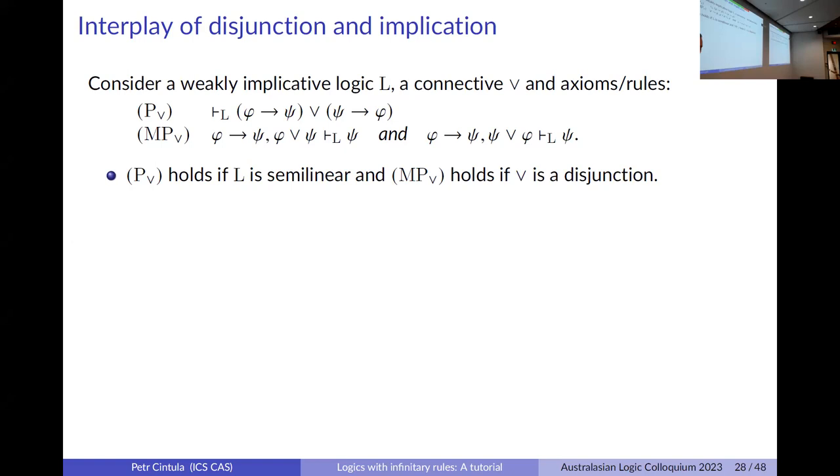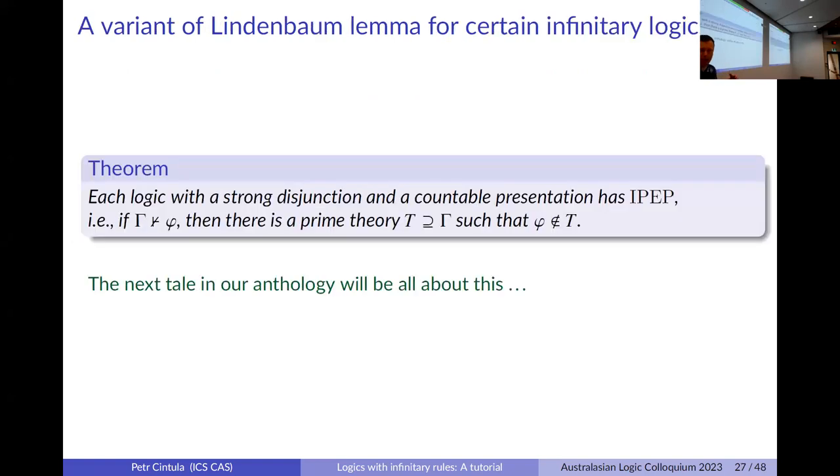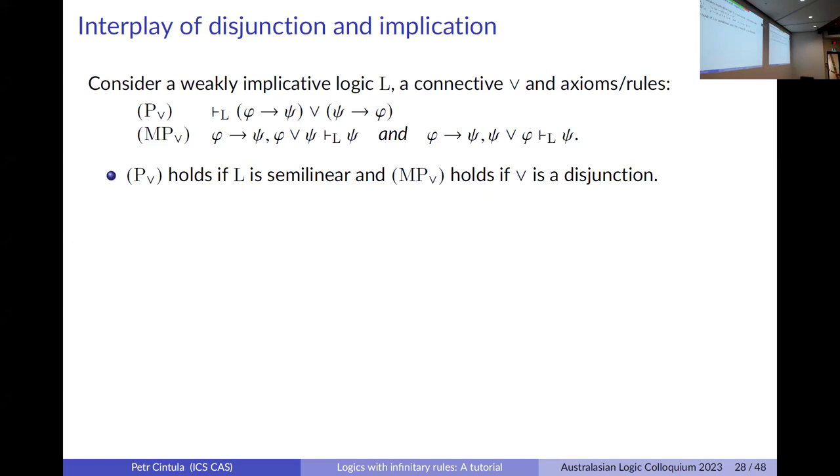Now let me just tell you how we use this. We get back to this, but let's now skip to the interplay of disjunction and implication. These two are probably familiar. This is familiar for fuzzy people. Now, this is the so-called prelinearity, phi implies psi or psi implies phi. And clearly, this holds in all semilinear logics. And this is the so-called nabla. It's kind of half of the disjunction version of modus ponens. So phi implies psi, and this disjunction gives you psi. So this is true whenever this is a disjunction, because one part is modus ponens, and the other part is just psi implies psi. Then you use the PCP.